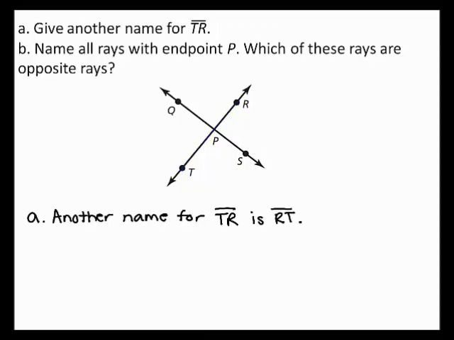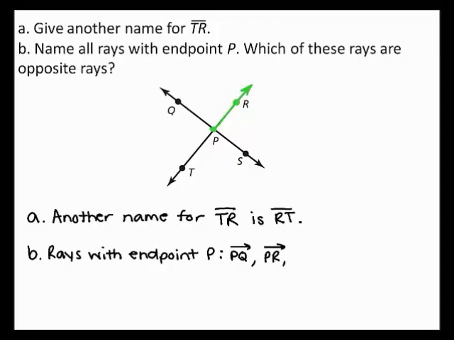In part B, to name a ray, you can list the endpoint followed by another point that lies on the ray. In this problem, to name all rays with endpoint P, first locate point P on the diagram. Now, one ray on this diagram consists of endpoint P and all points on line PQ that lie on the same side of P as Q. So, you can name this ray, ray PQ. Next, a second ray consists of endpoint P and all the points on line PR that lie on the same side of P as R. So, you can name this ray, ray PR.